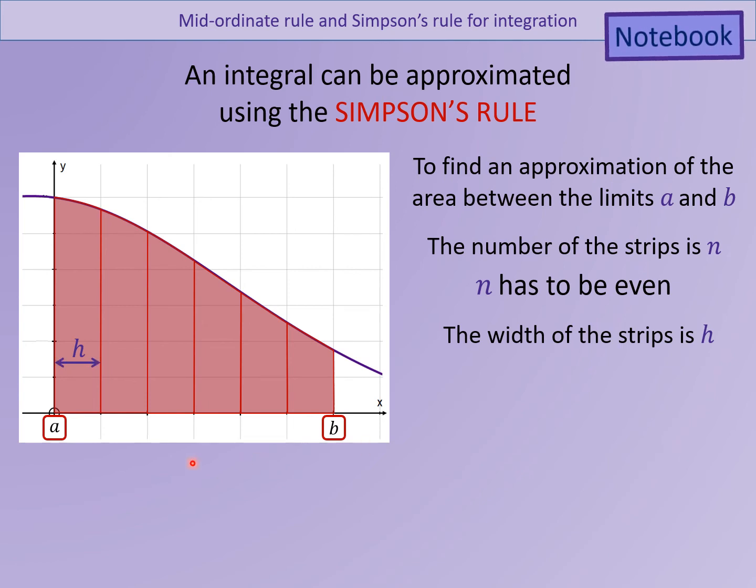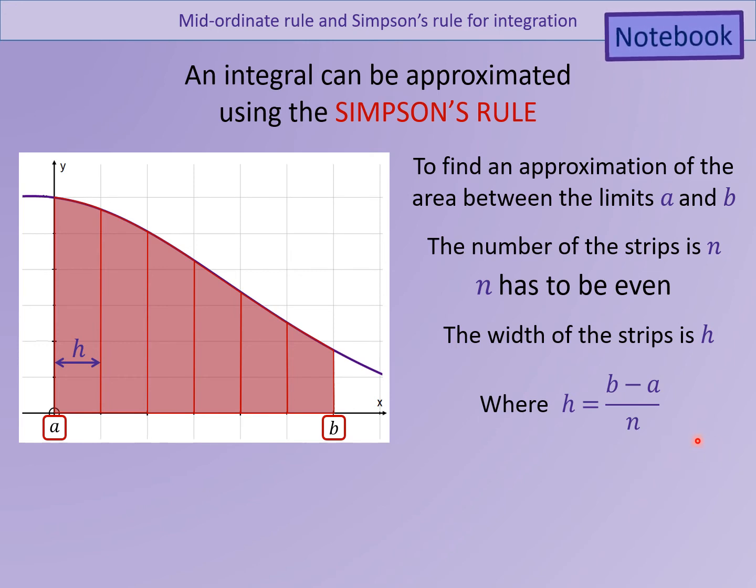The width of the strips is calculated exactly the same as it would be for the other two approximations. To work out h, because they're all equally spaced, it's b minus a divided by the number of strips. So that part stays exactly the same. You don't have to learn that 3 different ways. It's always the same for the width of the strips.